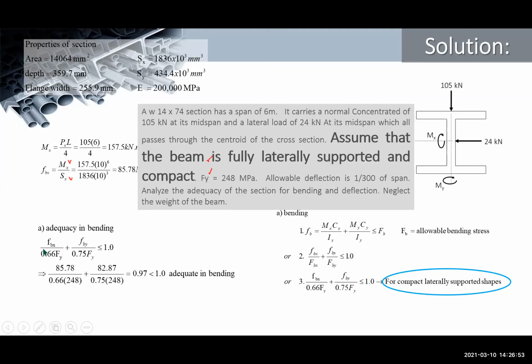Let's see. Substituting the FBX and FBY, and then Fy, we have the interaction value of 0.97. So it is less than 1. So this beam is adequate in bending. So we are done with bending. Next, let's check it for deflection. Okay, so deflection.